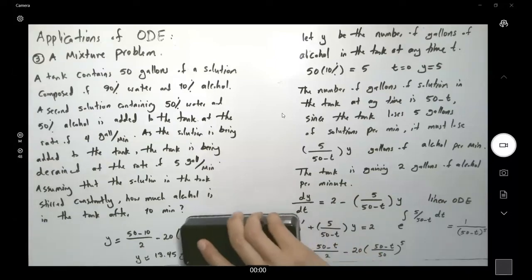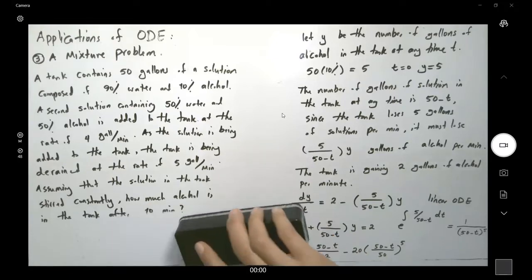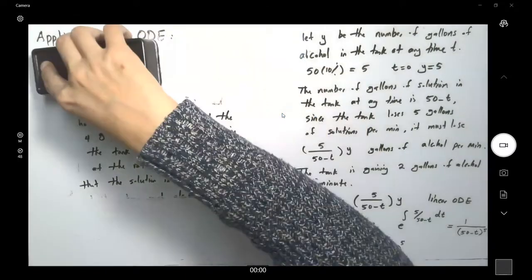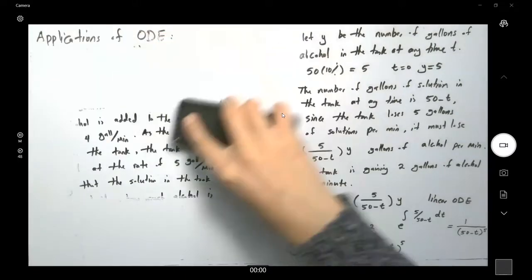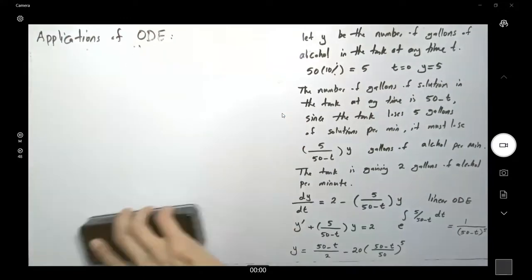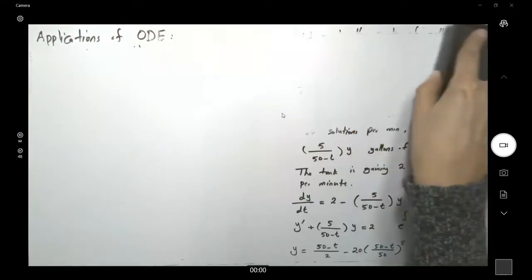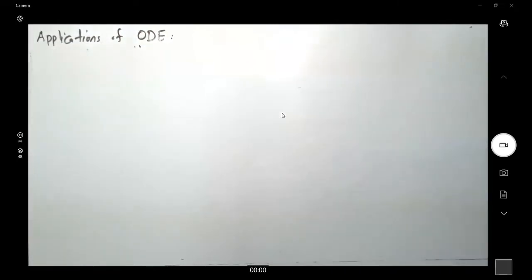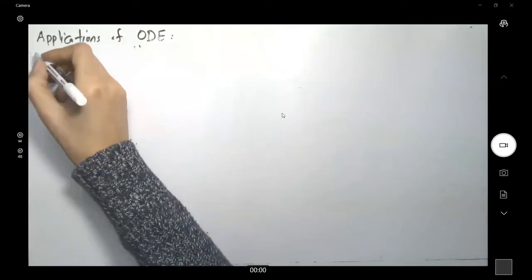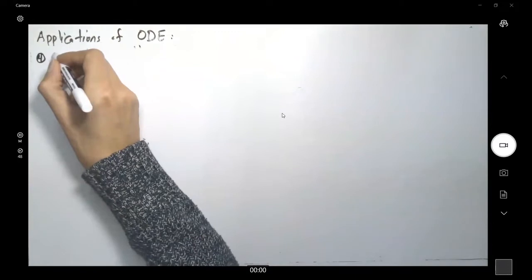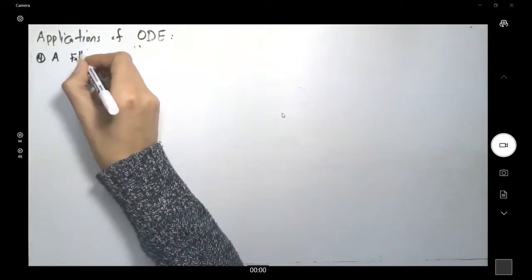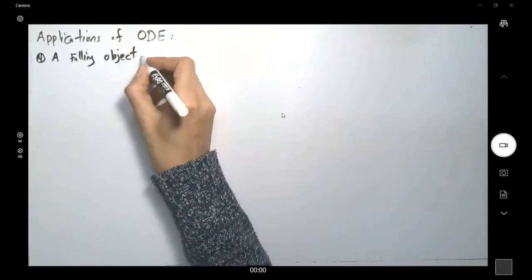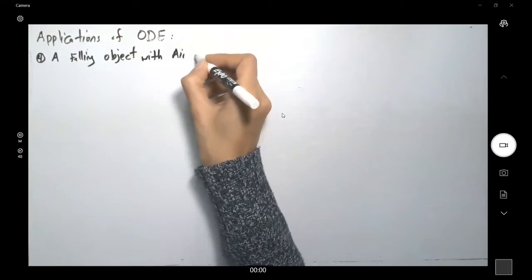Let us move on to the next example. Falling object with air resistance. This is our number 4. A falling object with air resistance.